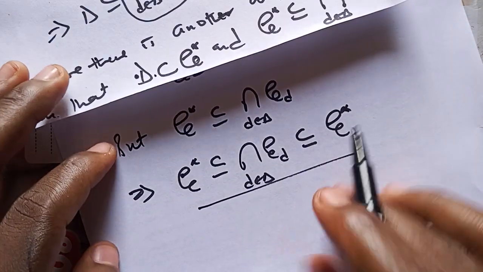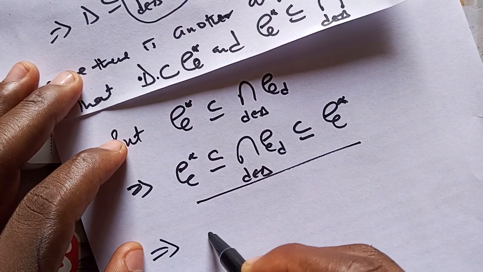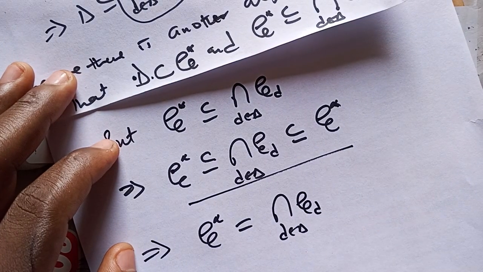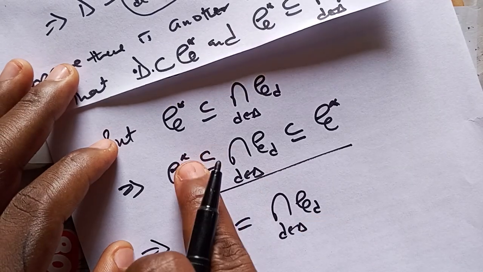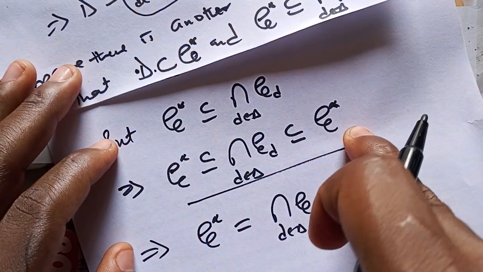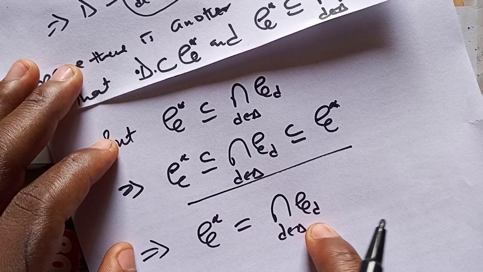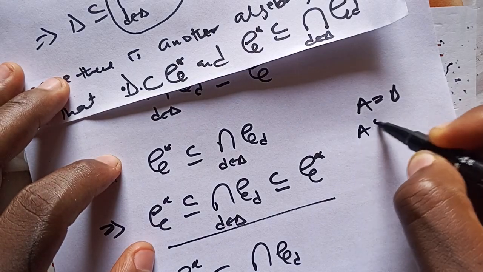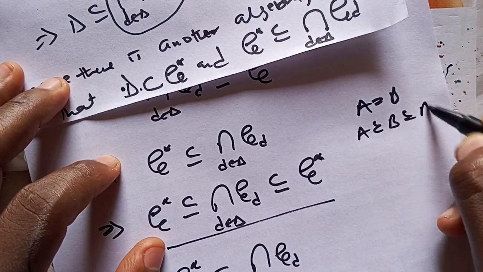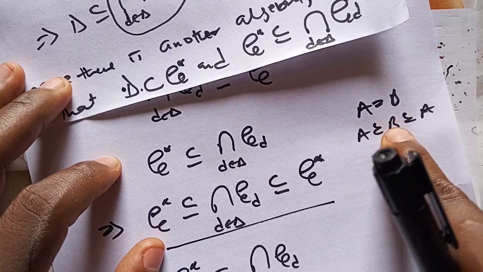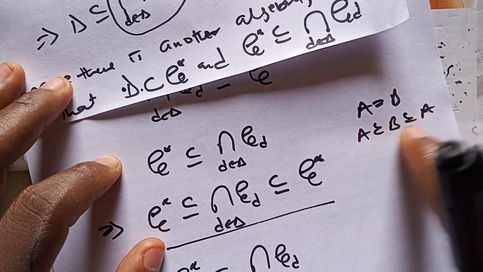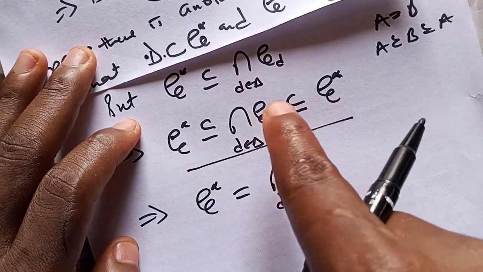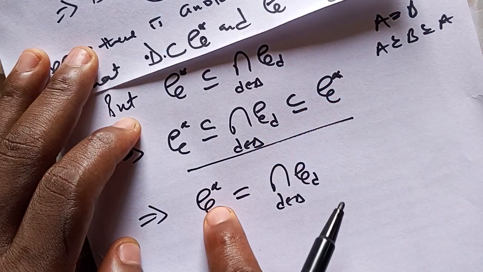Now from here, we can conclude that A star is equal to the intersection. This is a subset of this, and this is also a subset of this. What does this mean? It means that this is equal to this. When we say that a set A is equal to B, what does it mean? That A must be a subset of B, and B must be a subset of A. Once this is true, then the set A is equal to B. So once we have this is a subset of this, and this is a subset of this, we can conclude that this is equal to this.